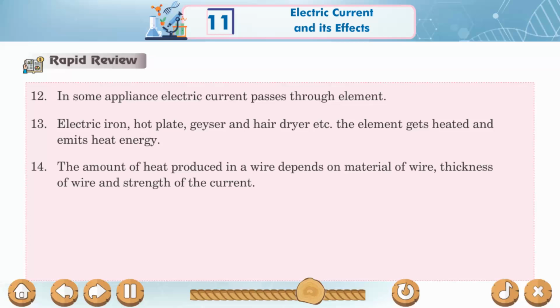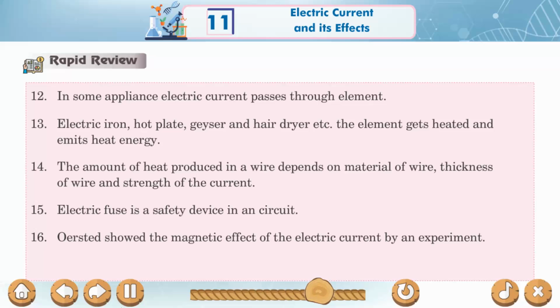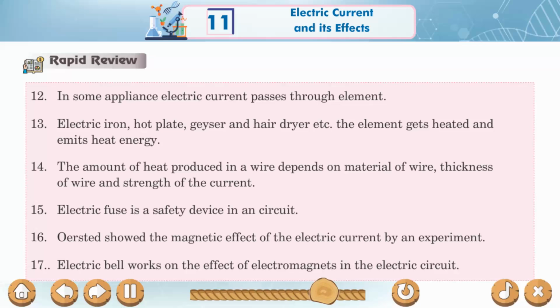14. The amount of heat produced in a wire depends on the material of the wire, thickness of the wire and strength of the current. 15. Electric fuse is a safety device in a circuit. 16. Oersted showed the magnetic effect of the electric current by an experiment. 17. Electric bell works on the effect of electromagnets in the electric circuit.